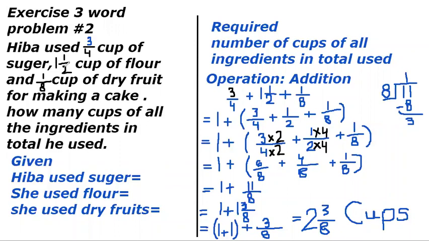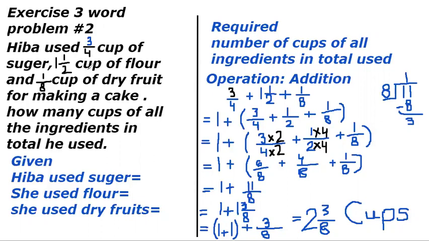1 whole 1 by 2 means 1 and a half. 1 full cup and a half cup of flour. And 1 upon 8 cup means that if you have a cup and divide that cup into 8 parts, out of 8 parts she uses only 1 part of dry fruits for making a cake.